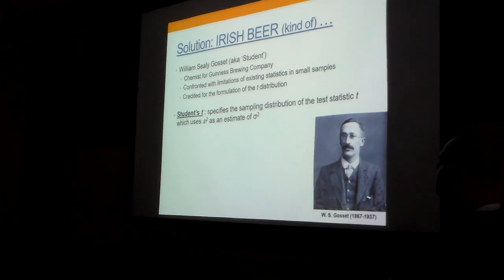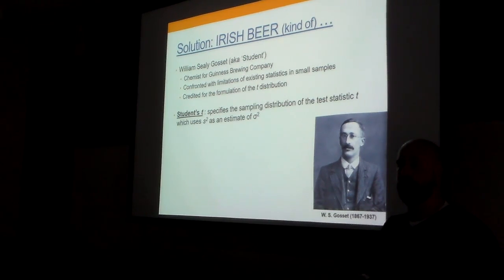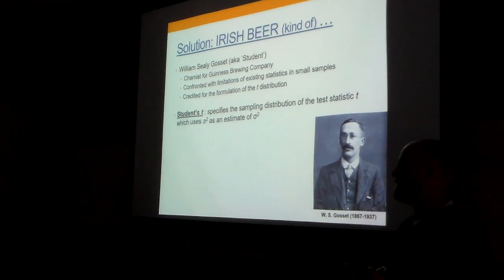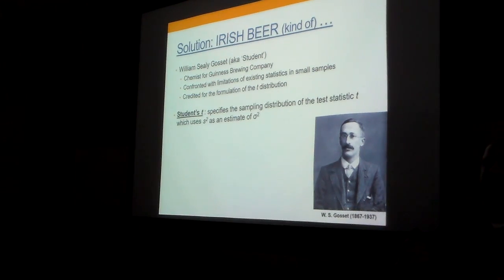This guy was a chemist for Guinness Brewing Company, working with the limitations of small samples. Remember, the skew in the sampling distribution of my variance gets worse when I'm working with small samples. Gosset is working with beer, trying to do some systematic tests on fermentation and chemistry, and recognizing that, hey, I'm finding statistically significant effects more often than I should, and it's because I'm working with these small samples. What do I do? How can I make an adjustment and correct?